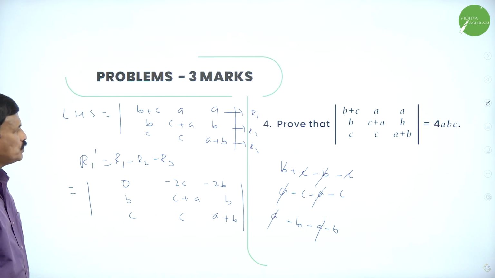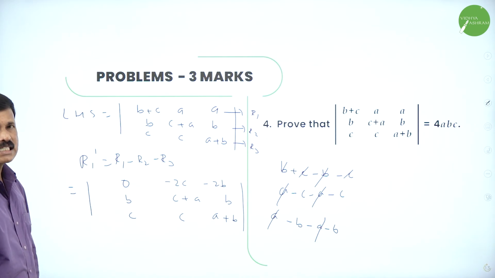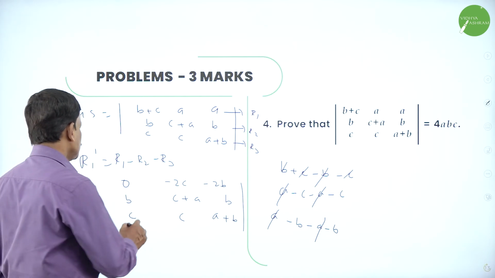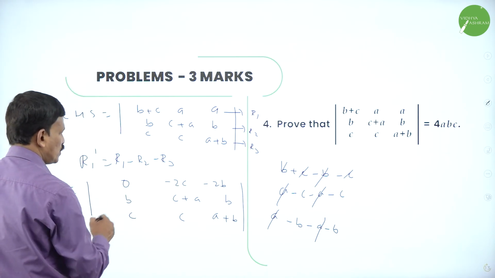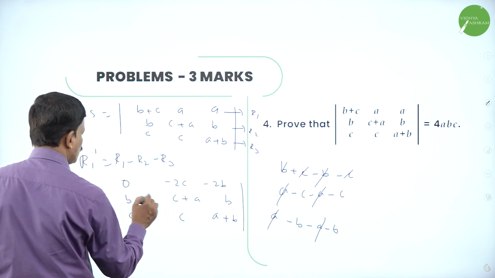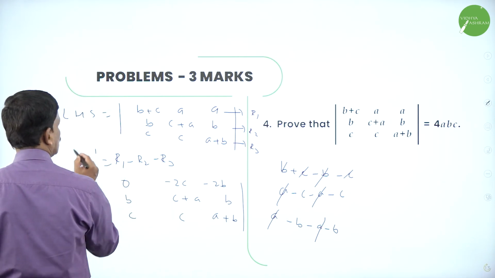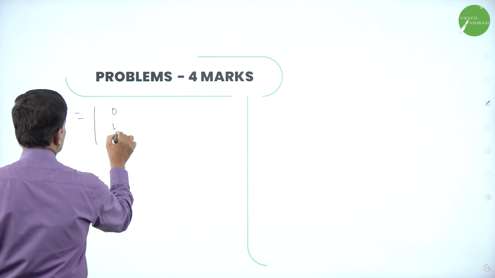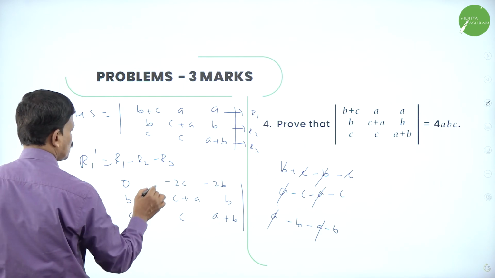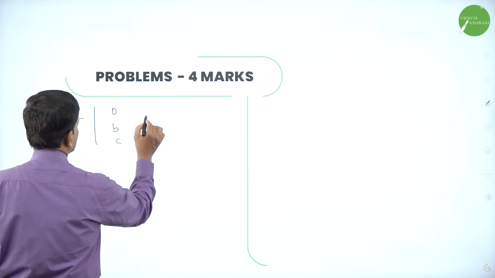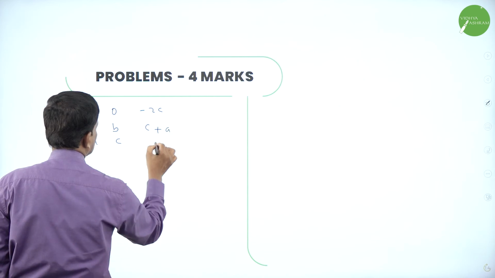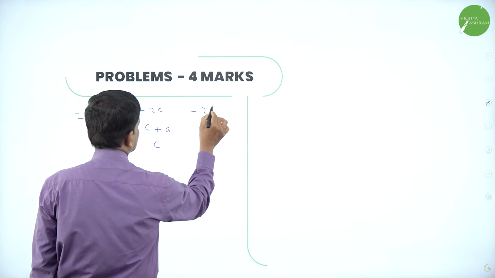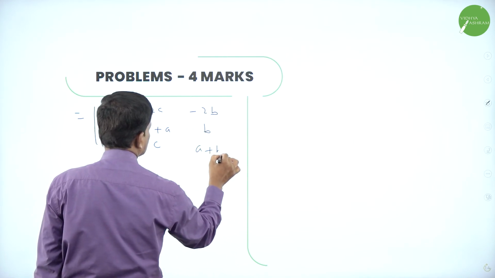Now what are you going to do with this? You cannot simplify further, just expand this, that's all. Expand with respect to the first row. So 0 into this is gone, 0 into number you will get 0, 0 into this is 0. Let us come to this. I will take this to the next page. That is 0, B, C; minus 2C, C plus A, C; again minus 2B, B, A plus B.